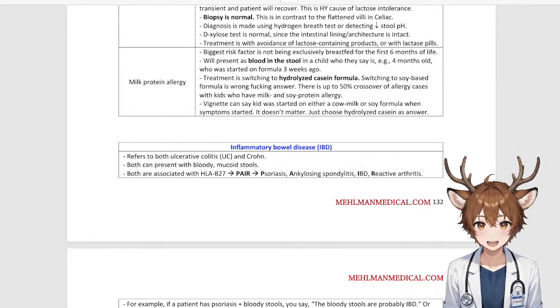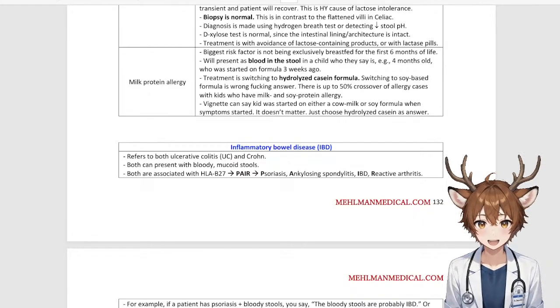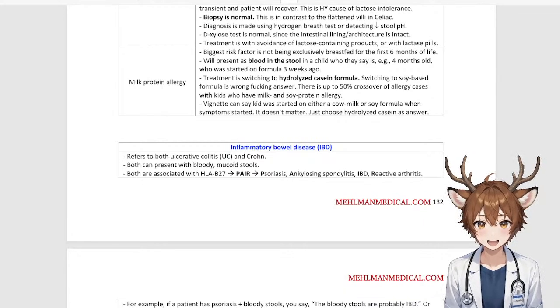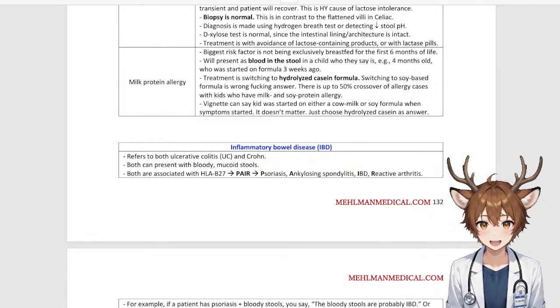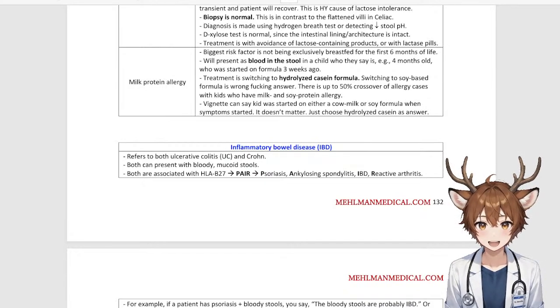So hydrolyzed casein formula. There is up to 50% crossover allergy in kids who have milk and soy protein allergy. Interesting. The vignette can say a kid was started on either a cow milk or soy formula when symptoms started. It doesn't matter, just choose hydrolyzed casein as the answer.